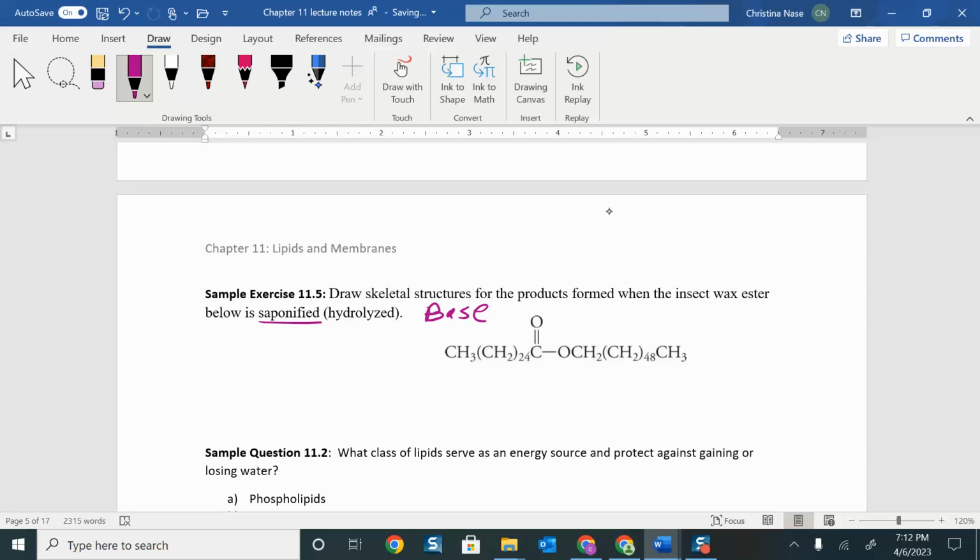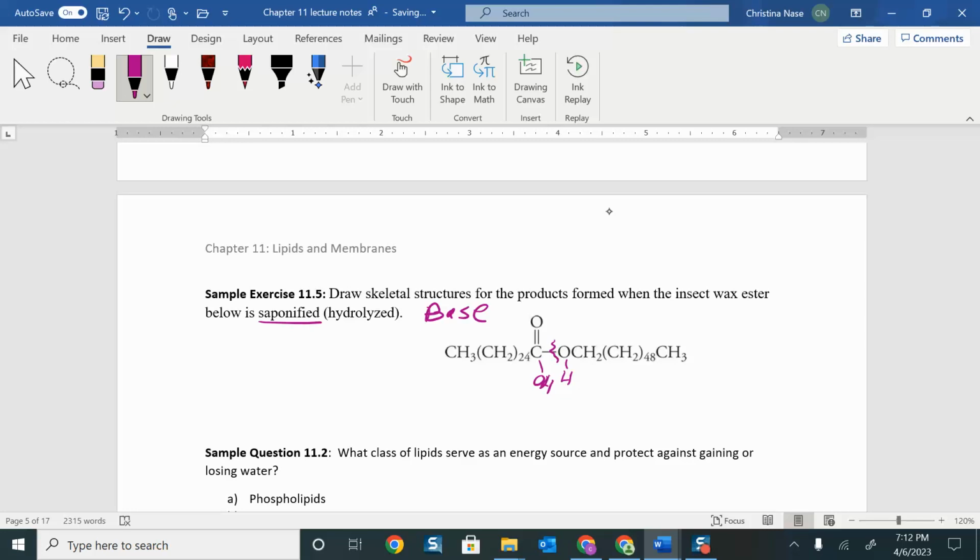So what we're going to do here to saponify this, just like we did before with ester hydrolysis, we're just going to bring it one step further. So this is our ester. I'm going to break this bond. I'm going to add H over here to get my alcohol back and an OH over here to get my carboxylic acid. And then I'm going to take it one step further.